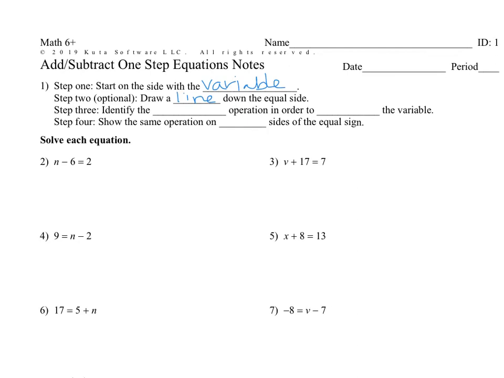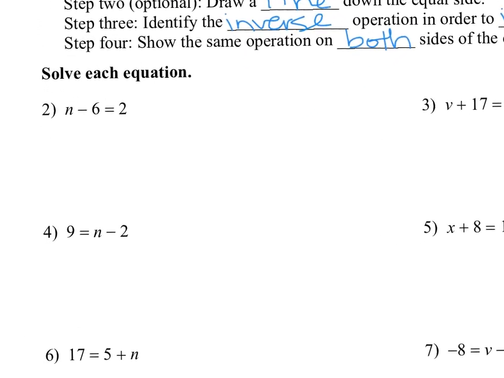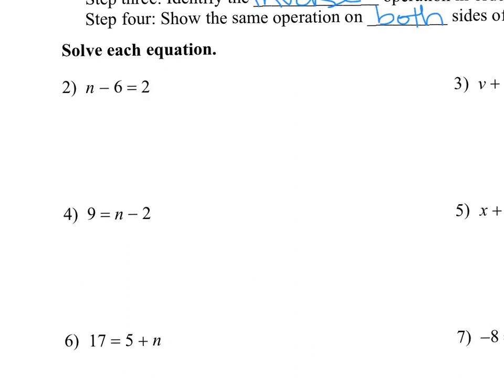Then you're going to identify the inverse operation that's being done to the variable in order to isolate the variable. That's why step one is start with the side of the variable. You've got to know what's happening with your x or your v or m or whatever the letter is. And then show the same operation on both sides. So you just want to make sure you're following those steps every single time. Now, I'm going to go ahead and draw the line the first couple times just so you can see how that's helpful, but you do not have to continue doing that or do it at all, really.